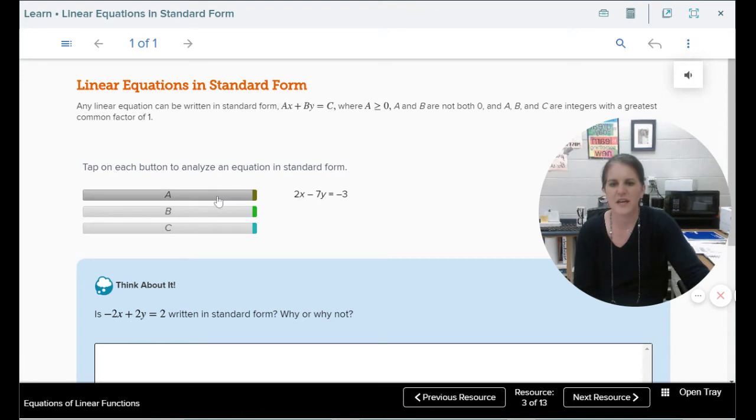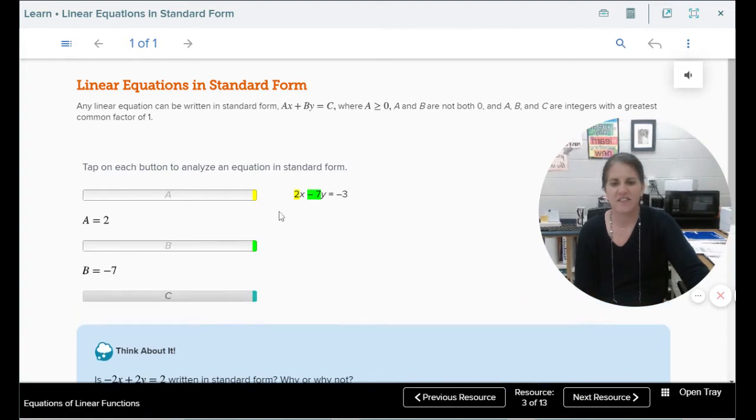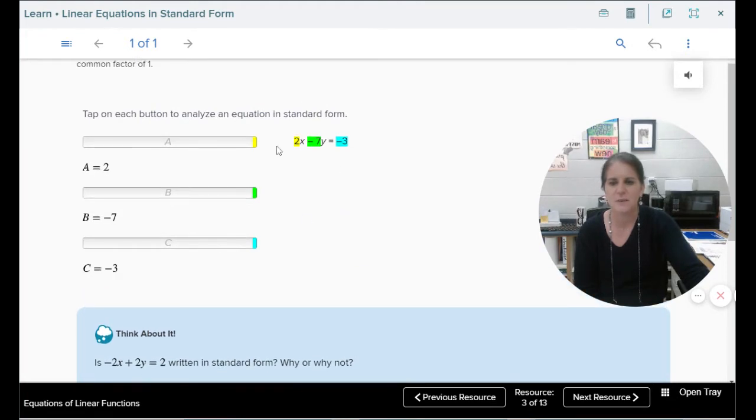What is my value of a here? My value of a is the 2. What is my value of b? It's that -7, not just a 7. We've got to include that sign with it. And my value of c is -3.